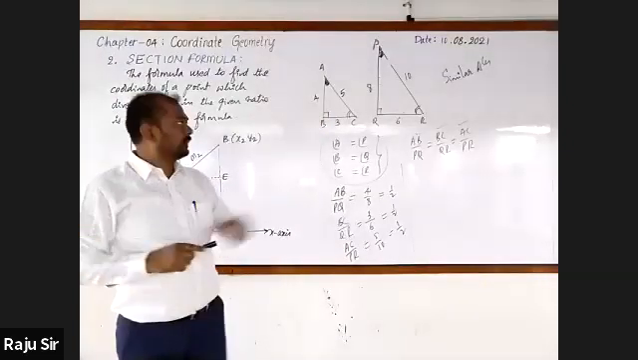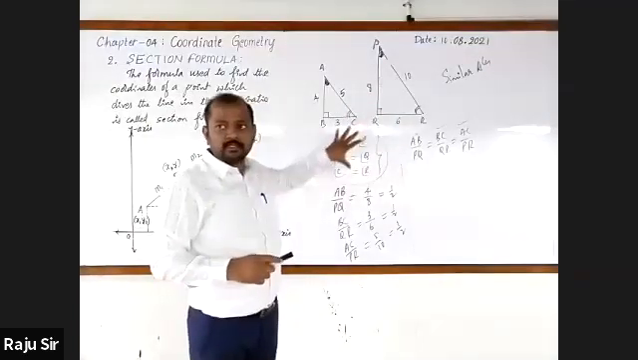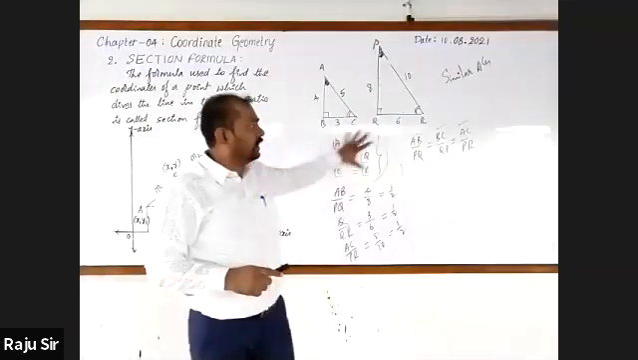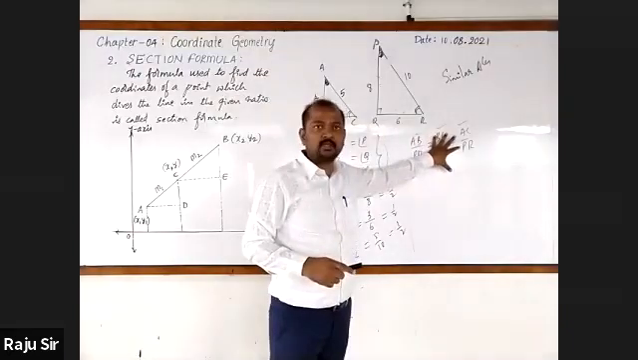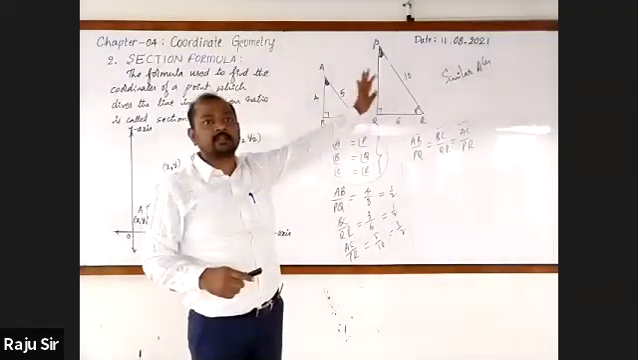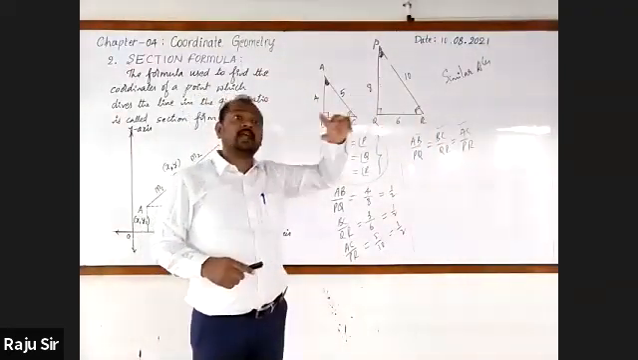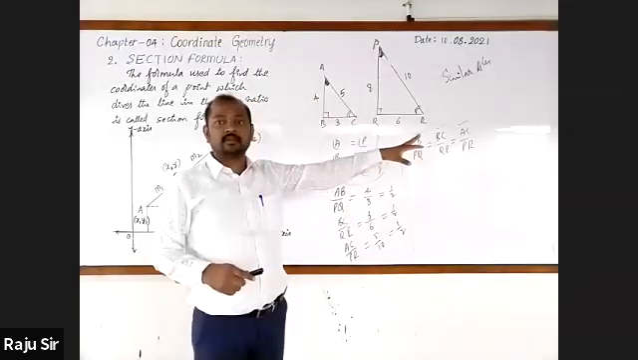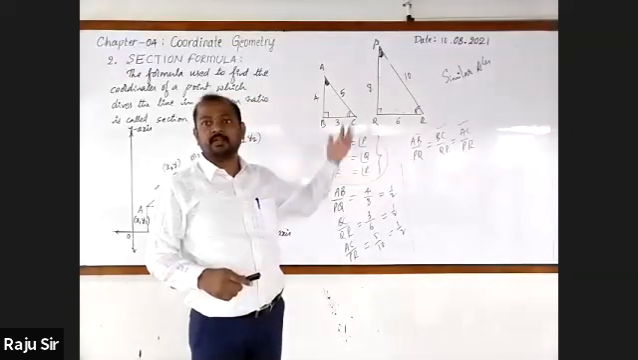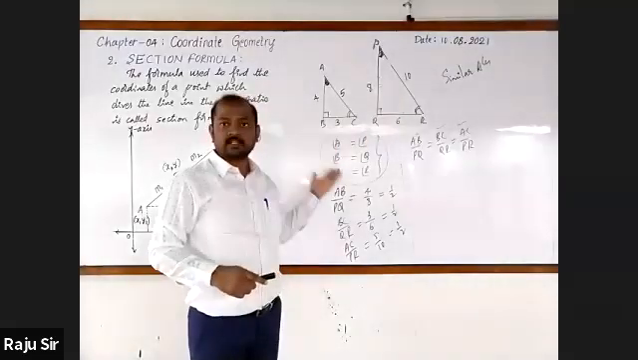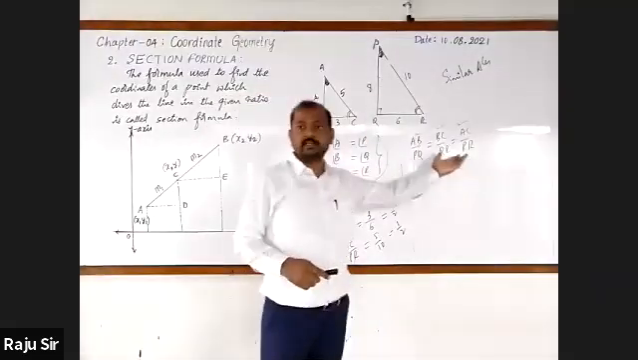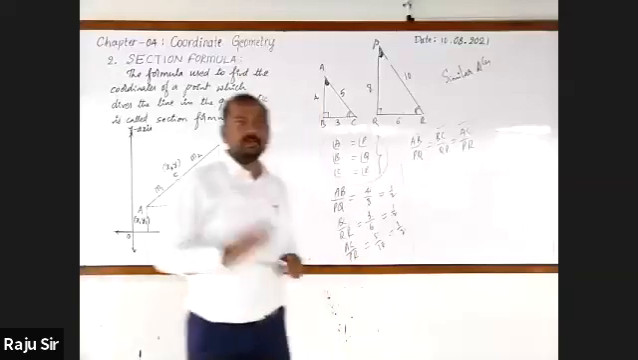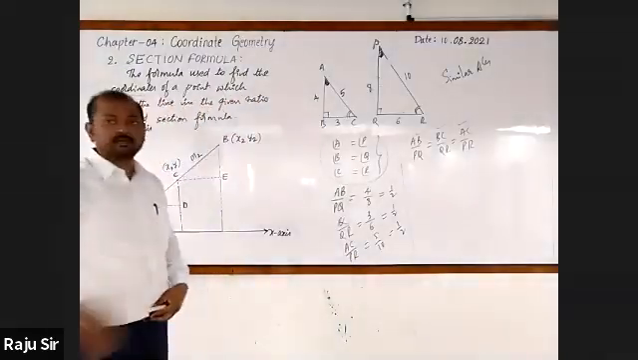Understood? Please do remember, in two triangles, if the corresponding angles are equal and the corresponding sides are in the same ratio, then the triangles are said to be similar. If the triangles are similar, what is the converse statement? If the triangles are similar, corresponding angles are equal, and the corresponding sides will be in the same ratio. You just remember these two.